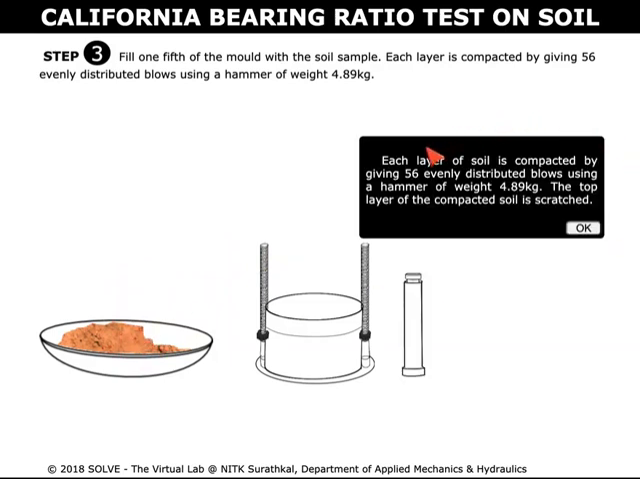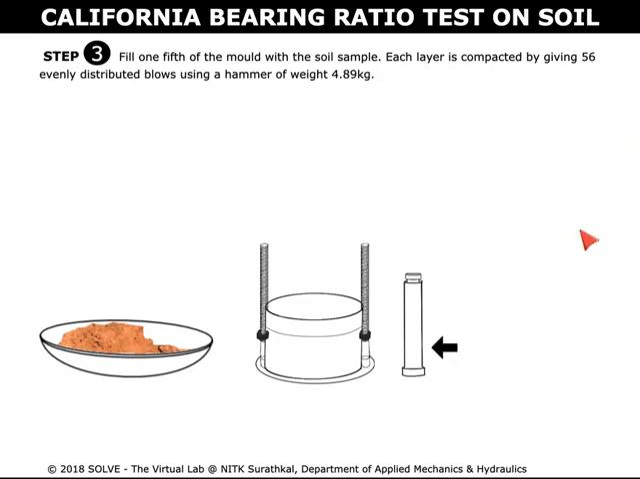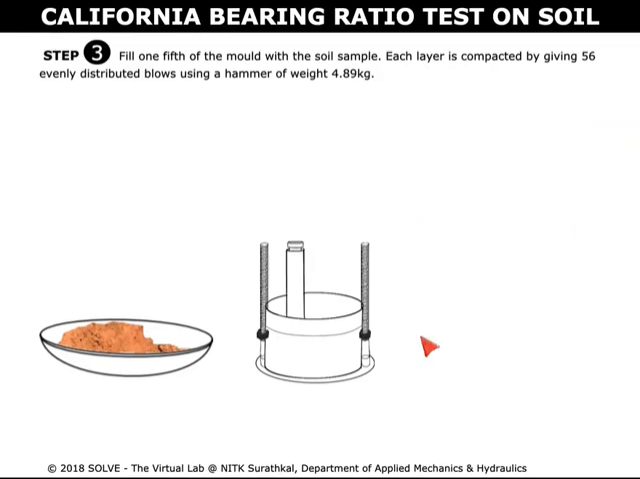Go through the instruction given here carefully. Click on the hammer to compact the soil in layers. Each layer is compacted by giving 56 blows. Click on the trowel to transfer the soil in one more layer. One-fifth of the mold is filled with the soil sample.